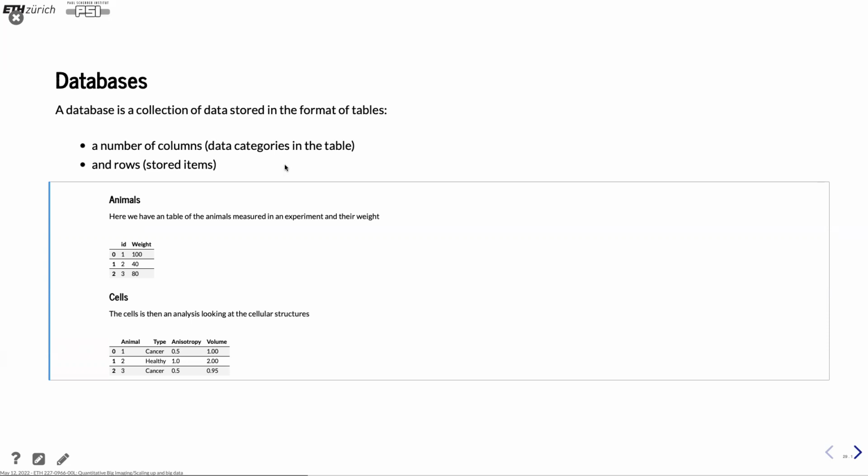With this, you can cross-relate these two tables and get information out in the way you need it, not to repeat information. It could be that you have many cell measurements from animal 1, but some are cancer and some are healthy. If you want that, you don't need to carry all this weight information or names of the animal in this table. That would be a waste of storage space. So that's why you have this relation between different tables.